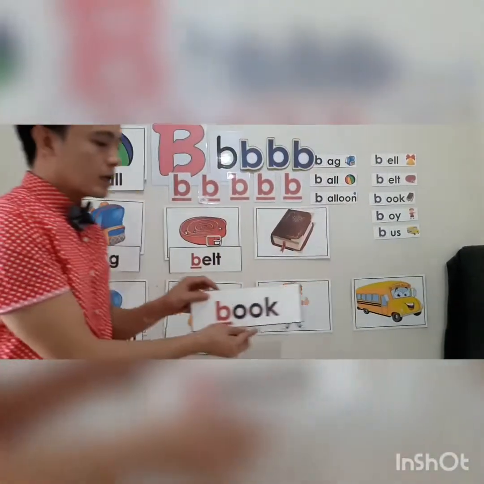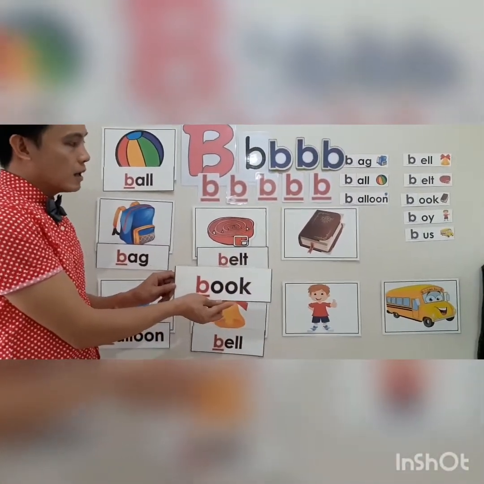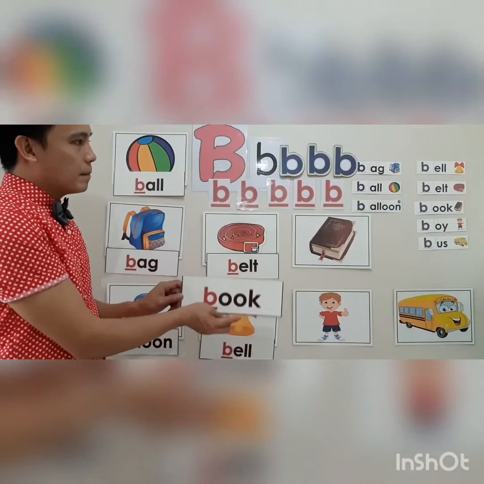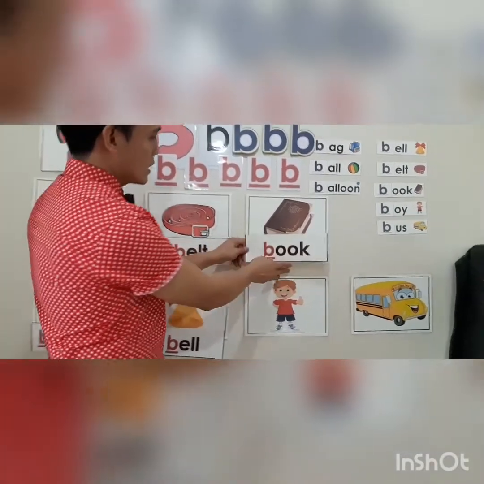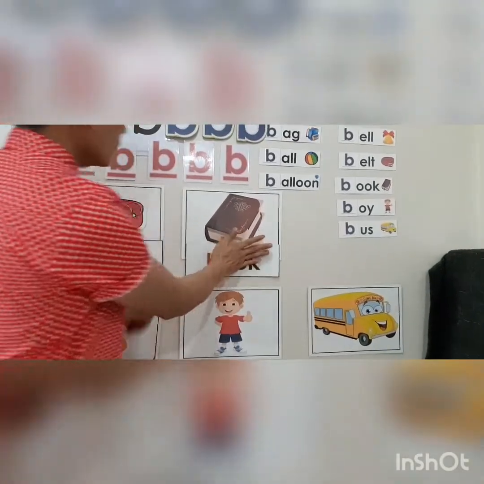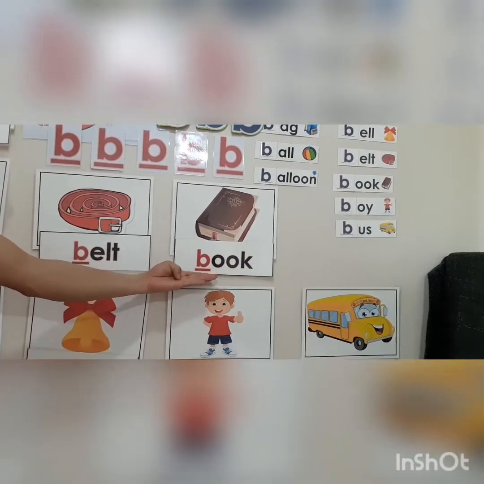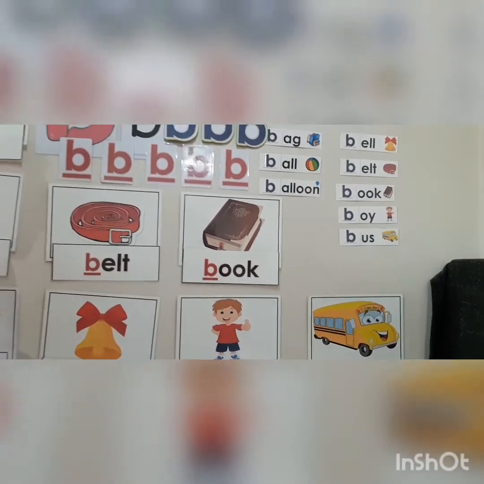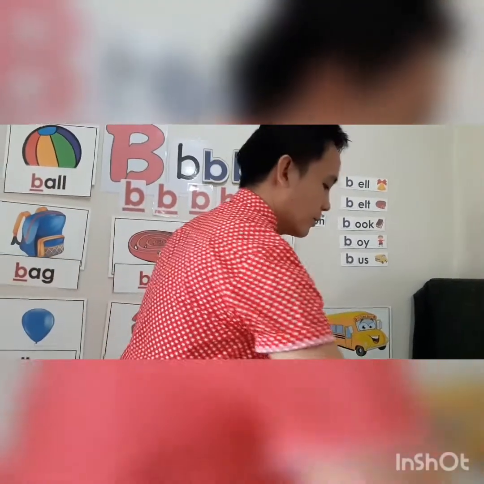Where is the book? B-b-book. This is the book. Book. B-b-book. Next, we have the boy.